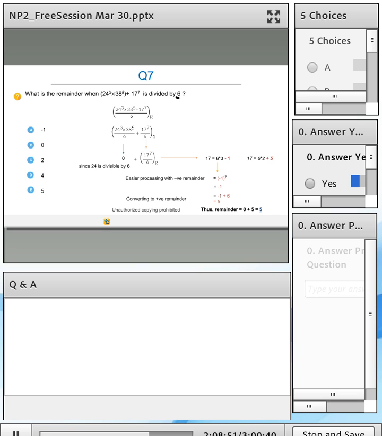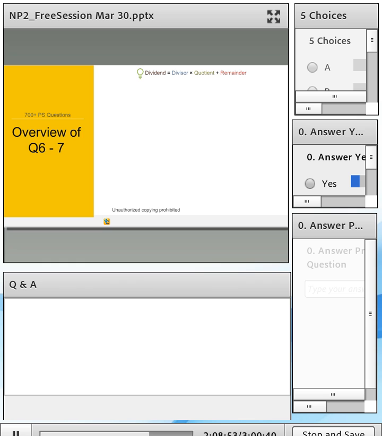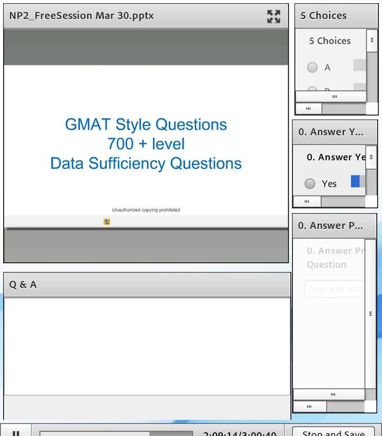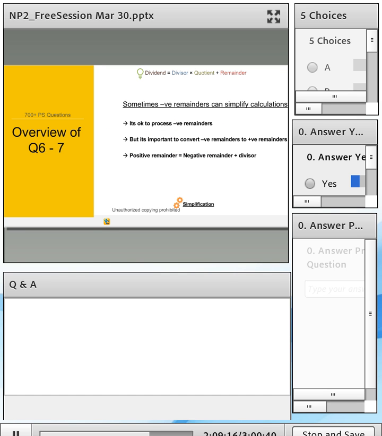So good. All right now. So let's get to our overview of question 6 and 7. It's okay to process negative remainders because these can simplify your calculations, but it's important to convert negative remainders to positive remainders. Okay, so now let's get into, again, that's the process skill of simplification.